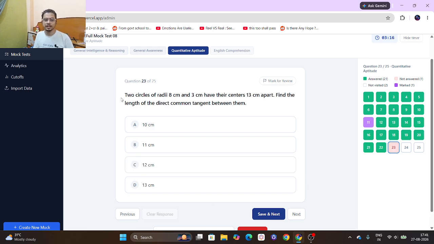Two circles of radii 8 centimeter and 3 centimeter have their centers 13 centimeter apart. R1 is 8, R2 is 3, and the distance between the centers is 13. Find the length of the direct common tangent between them. Direct common tangent length is equal to root of d square 169 minus r1 minus r2, 8 minus 5 whole square, which is 12. Nice, you're doing good.